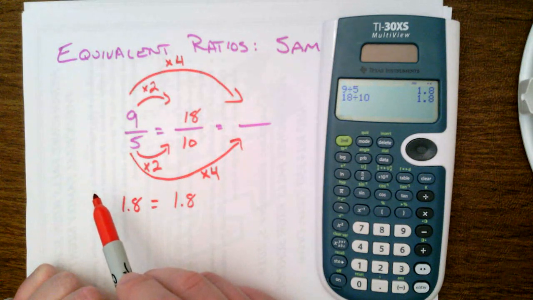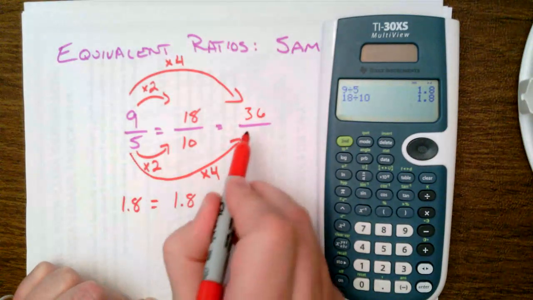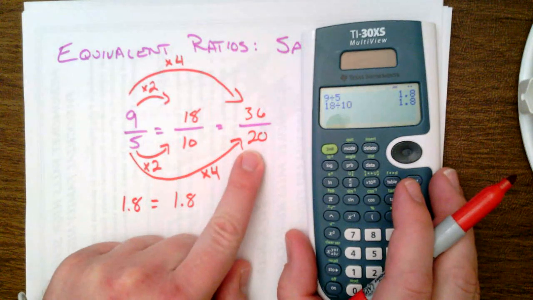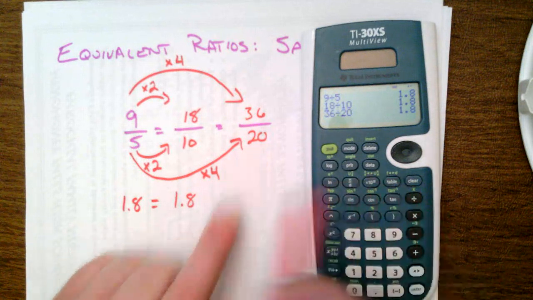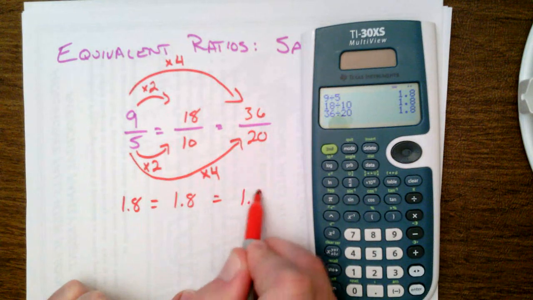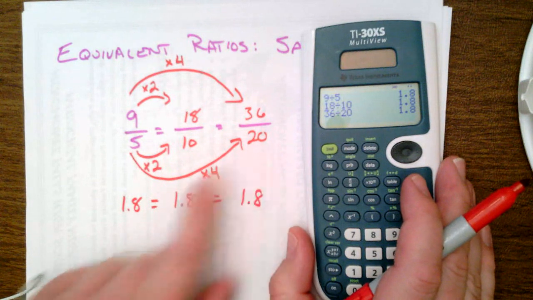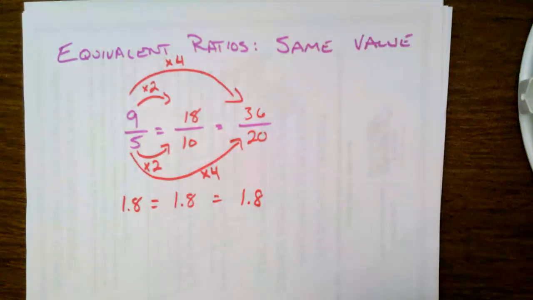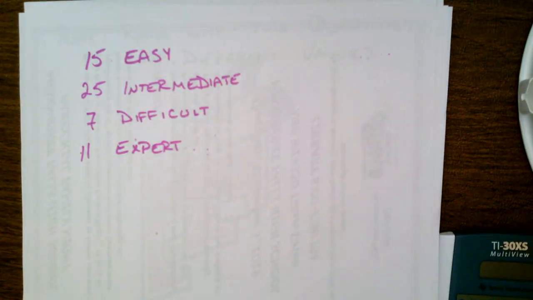So 9 times 4 would be 36. 5 times 4 would be 20. And I can go ahead and try this division problem, 36 divided by 20, and find out that, yes, lo and behold, that also is 1.8. Because all three of these divide out to be the exact same quotient, they are equivalent ratios. That'll be important coming forward here.